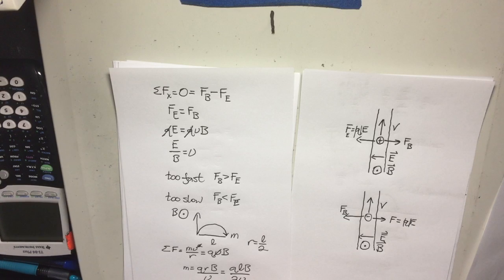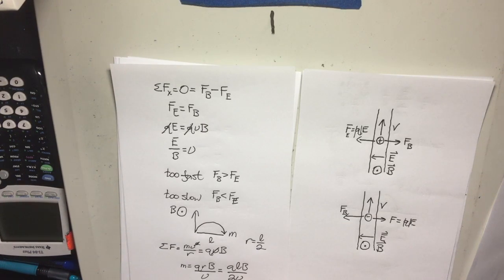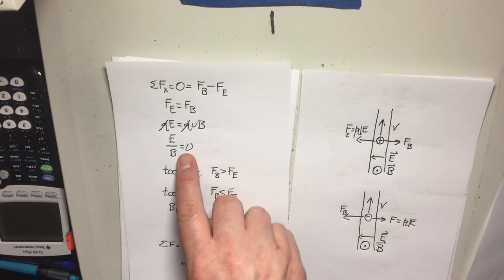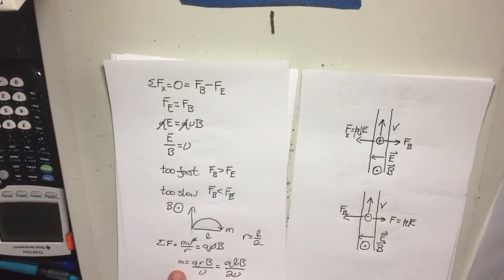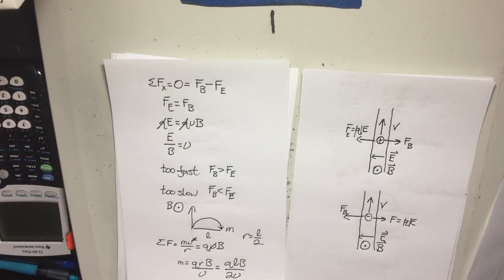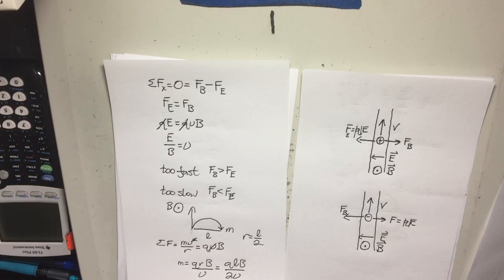This V, if we set things up and are given that information, comes from this. E over B is V, that V goes there. We can get the mass if we have everything else. And so that's the example of how you can get particles of a specific velocity to go into this thing.